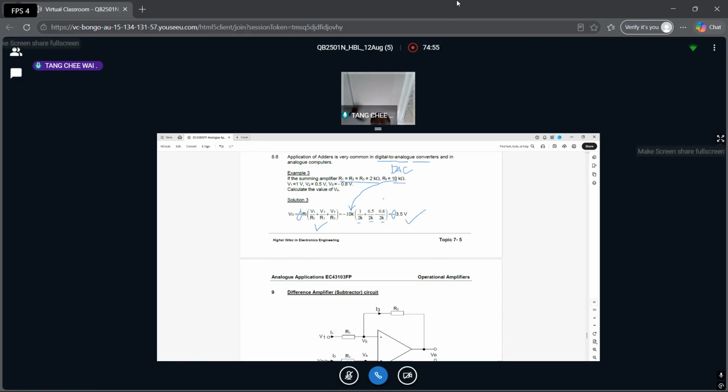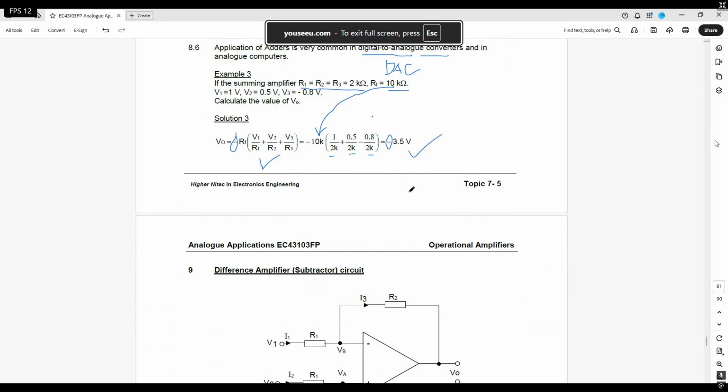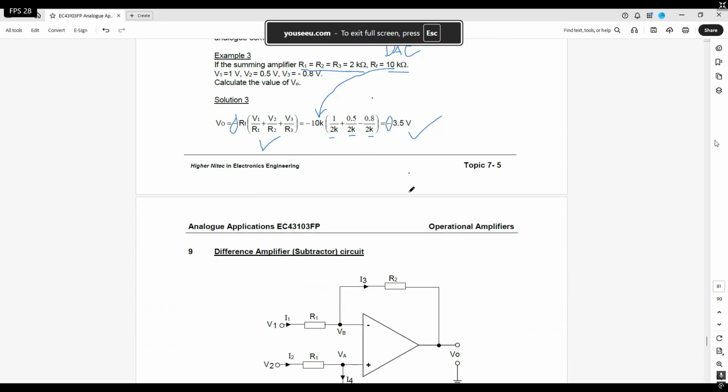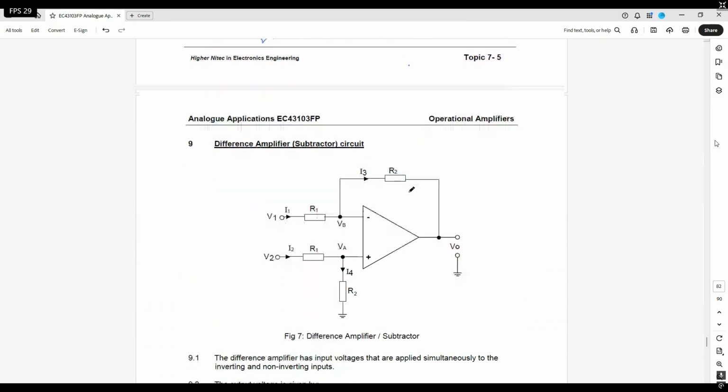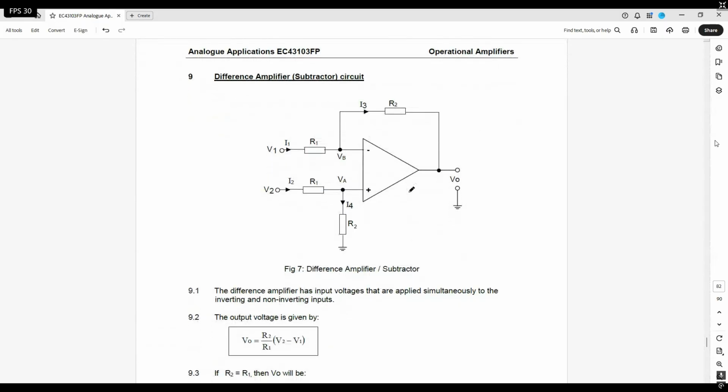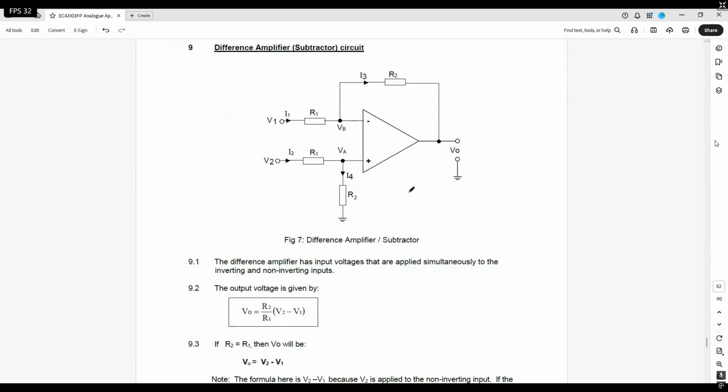Okay, no question. We move on. All right. We have finished the summing. Now we go to the difference amplifier. Just now that one was called the adder. Now this one is called the subtractor or difference amplifier. Okay, it means the same thing.